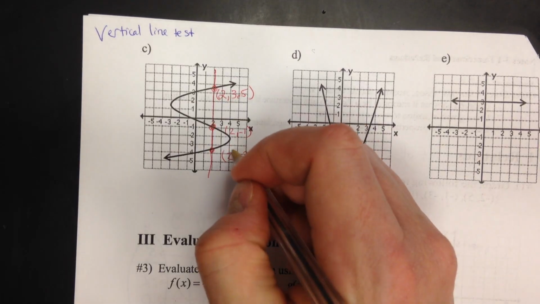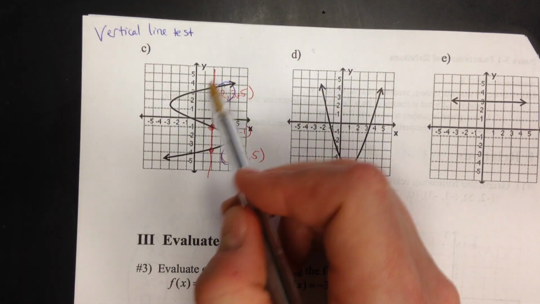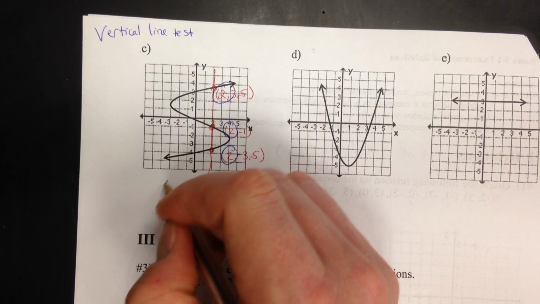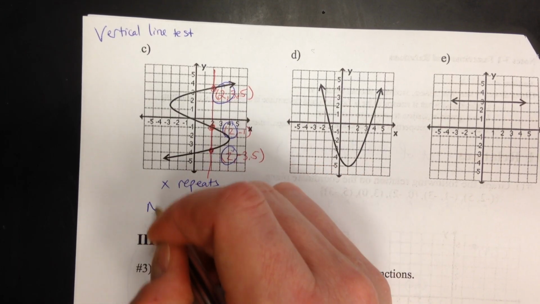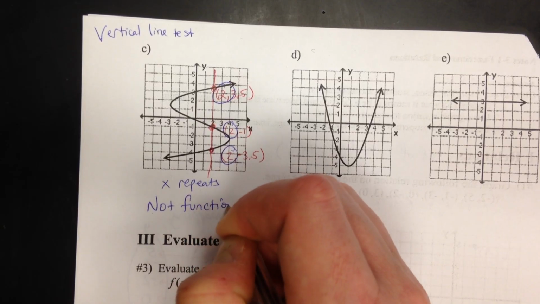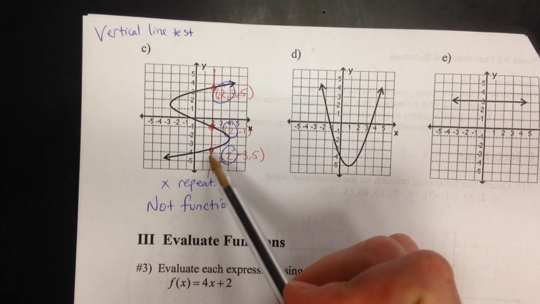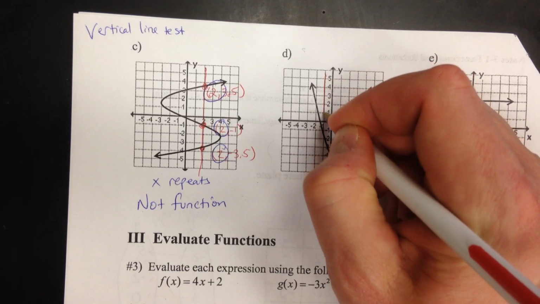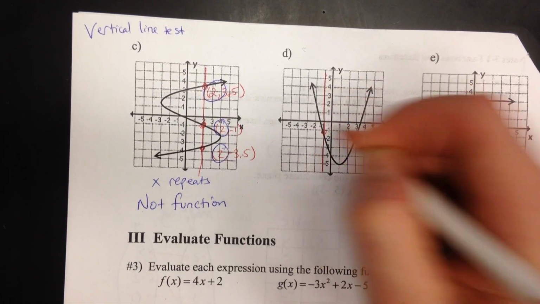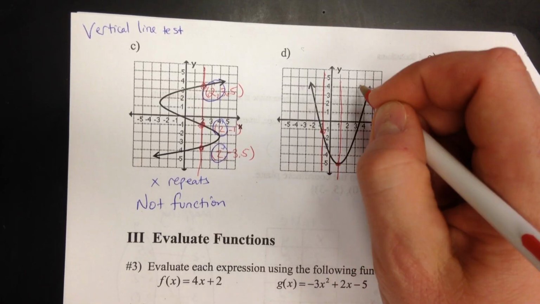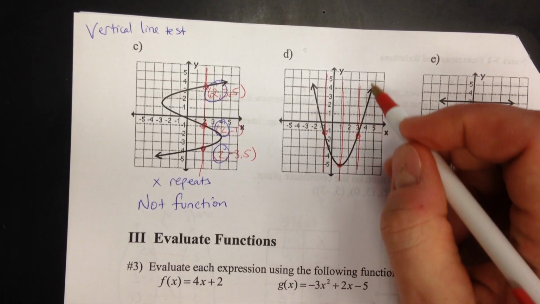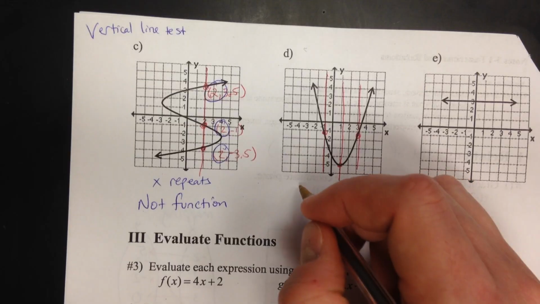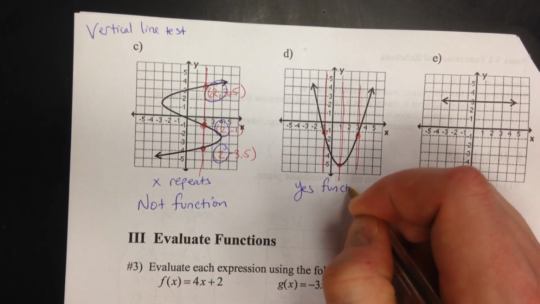Now notice what happens is we have the same x value. If the vertical line hits the function in more than one place, it means that x repeats. And if x repeats, this is not a function. So for this graph, that is not a function. Now if we look at part D, if we draw vertical lines here, this one only intersects one point. Any way you draw this, it's only going to cross the graph in one place. That means x does not repeat, so yes, that is a function.